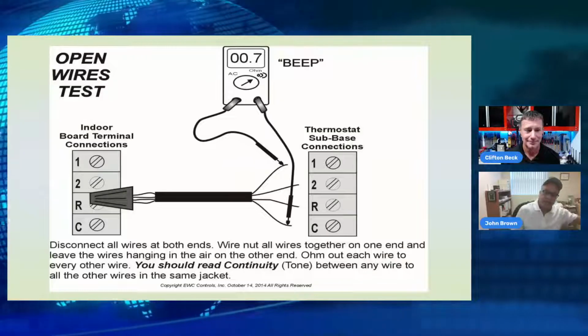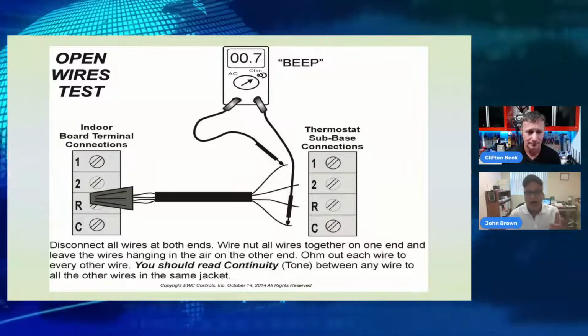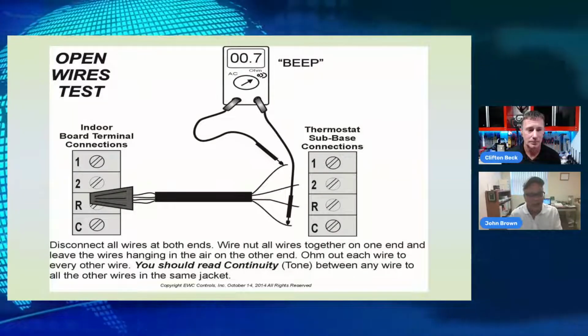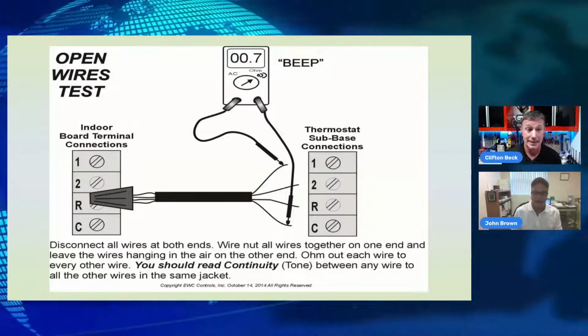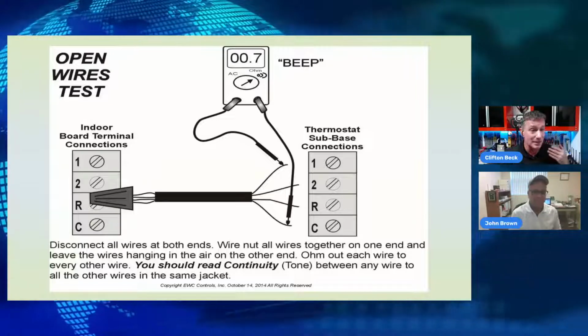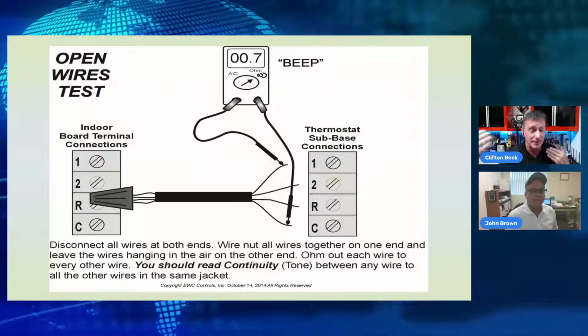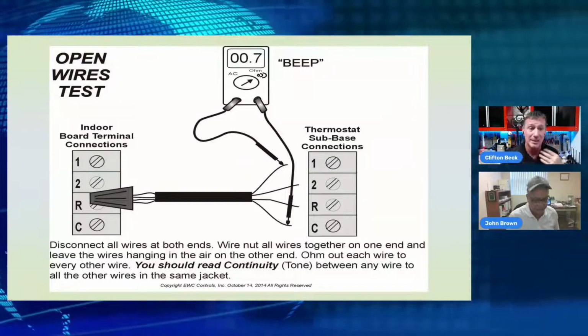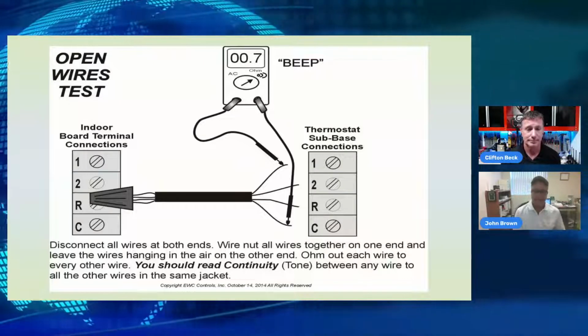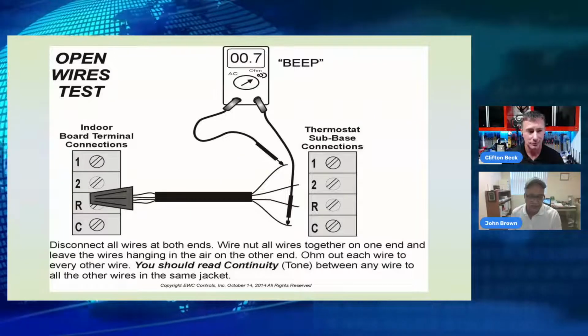Go to the opposite end where they're hanging in the air. I should get tone on every wire to every other wire. Exactly the same, because we're traveling the same amount of distance on the same diameter copper, we should have the same resistance, same impedance. Exactly. So don't forget these tests, gentlemen.